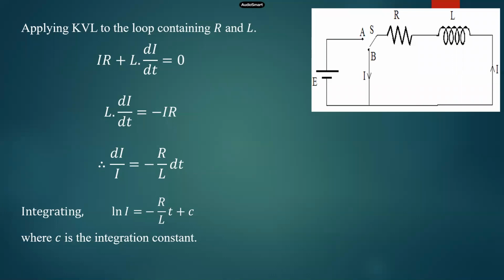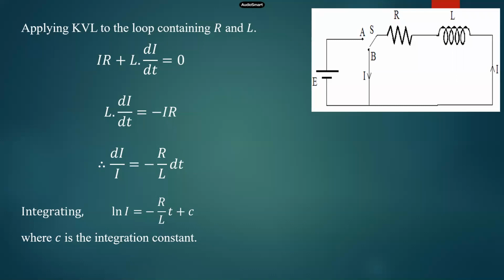Okay. So we have the separation of variables. So we have got dI by I is equal to minus R by L into dt. Okay. So then integrate this with respect to I, that will give you ln of I. Okay. So integration of 1 by I is ln of I, that is equal to minus R by L into t plus some integration constant C.